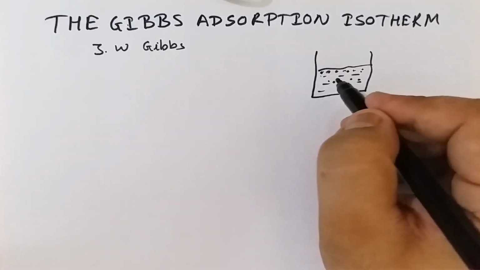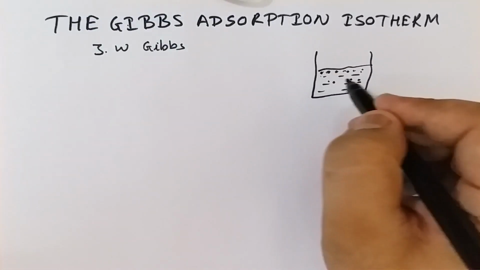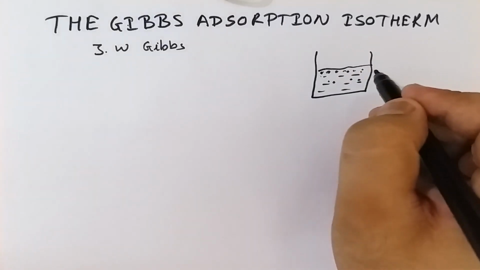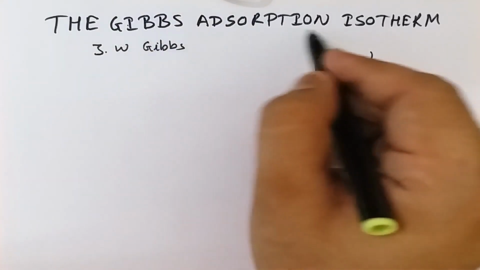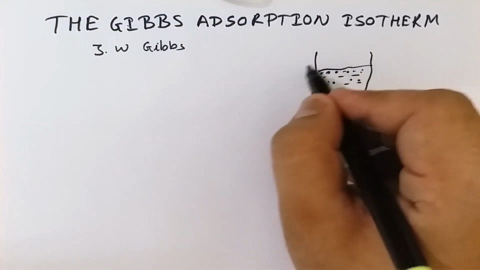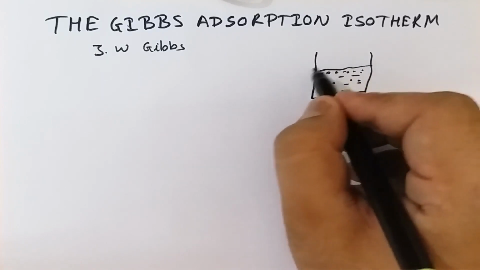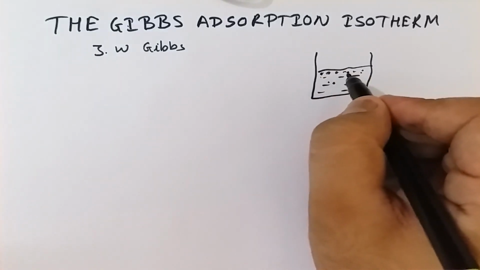A qualitative treatment of the thermodynamics of adsorption of the solute at the surface of the liquid was given by the Gibbs adsorption isotherm. We are going to see the qualitative treatment, that is, what will be the effect of the adsorbed molecules on the surface of any particular liquid.